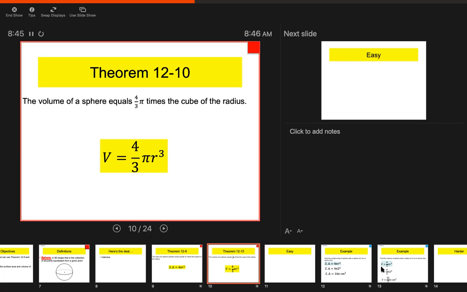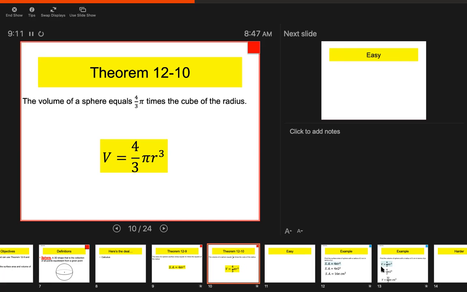4/3, like I said, isn't as friendly or as elegant, but it still is a pretty simple constant. So the math isn't as friendly for volume as it is for surface area, but it's still pretty easy. You're just multiplying by 4/3. So two formulas today. You just saw the two. One is surface area, and one is volume.